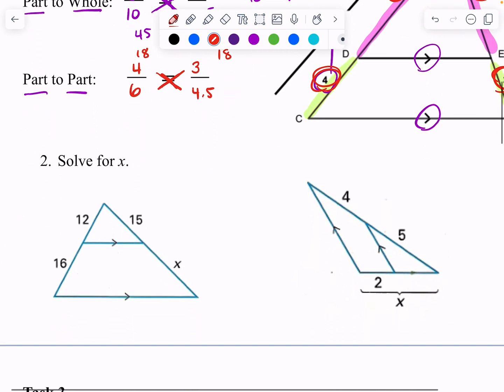So let's look at a few examples of this. The first one here, I don't even have any whole lengths, and so I don't even want to consider anything other than part to part. If I highlight my like parts, these two parts correspond to each other, and these two parts correspond to each other. So when I set up my part to part proportion, I'm doing 12 to 16 equals 15 to x.